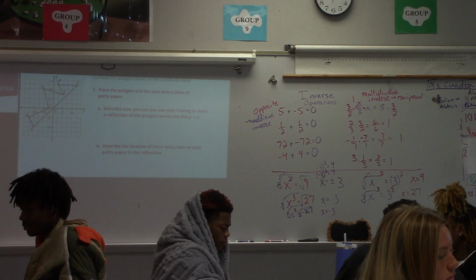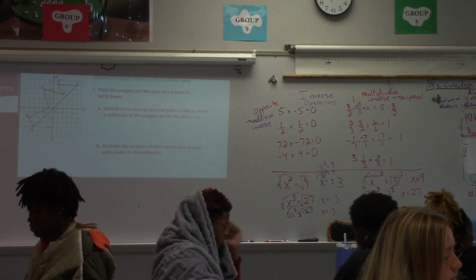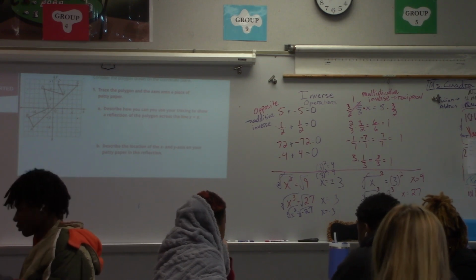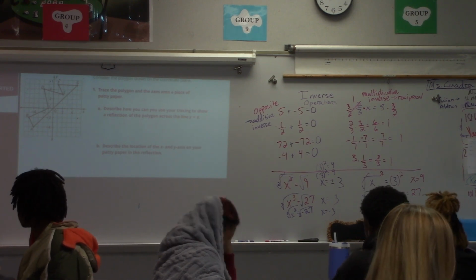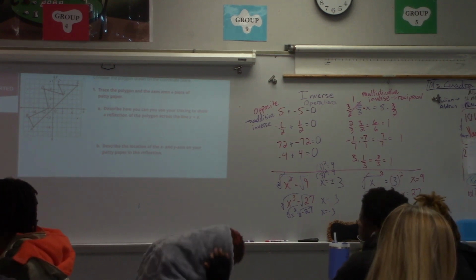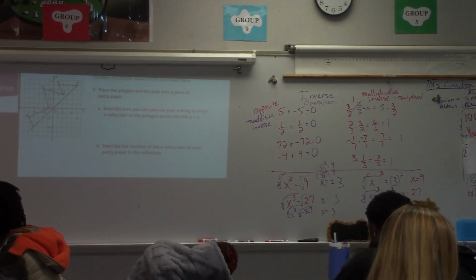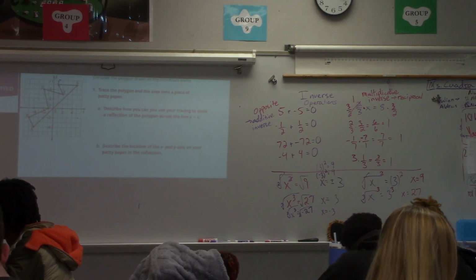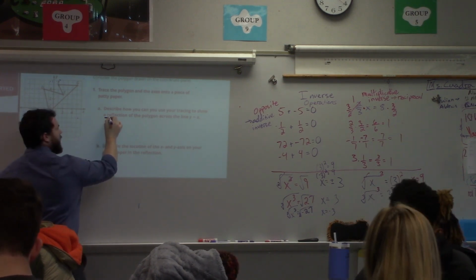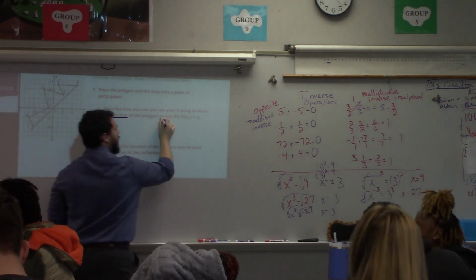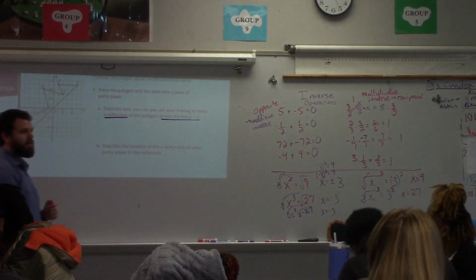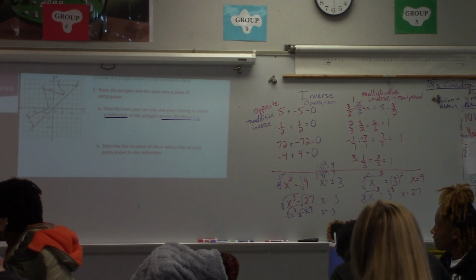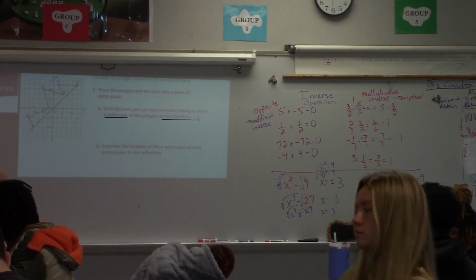Okay? So, we should see this funky little polygon, and notice I'm just going to focus on A. What is this set of directions asking us to do with that polygon? Describe how you can use your trace to show a reflection. So I'm going to focus on this. We're looking at a reflection across the line y equals x. What do you know about the line y equals x?